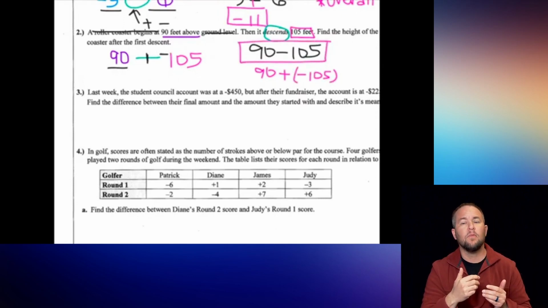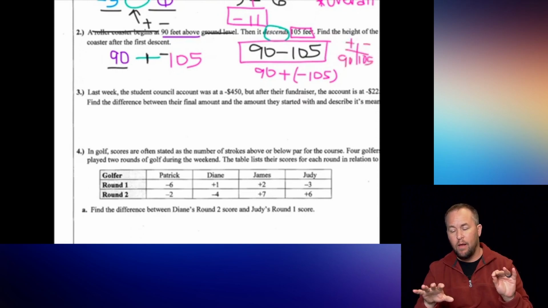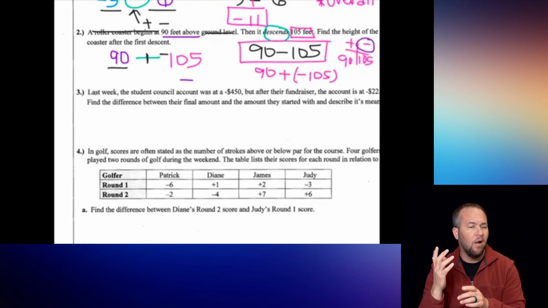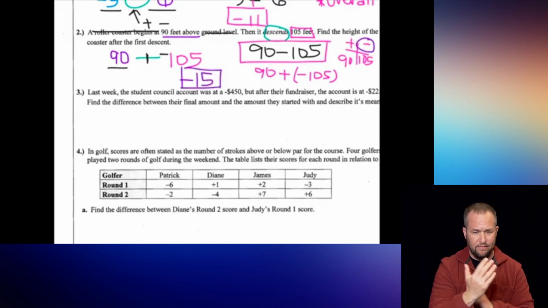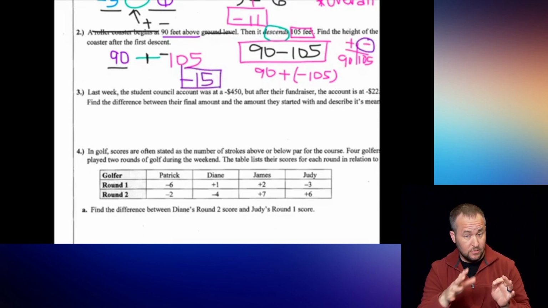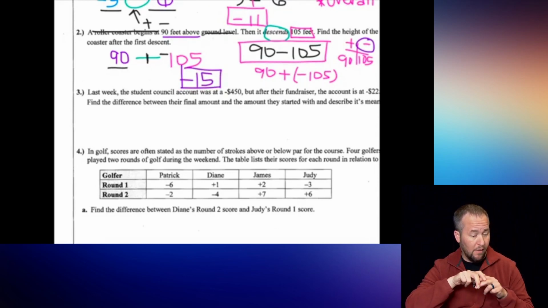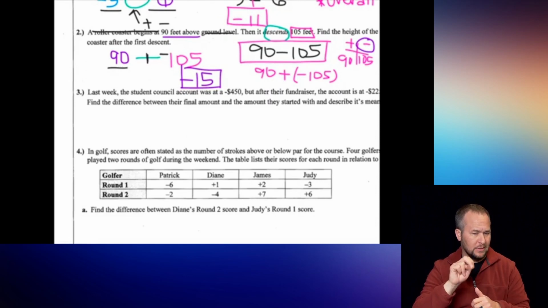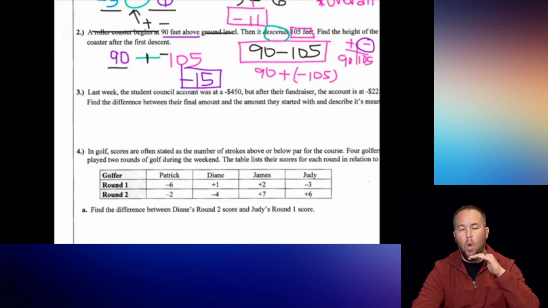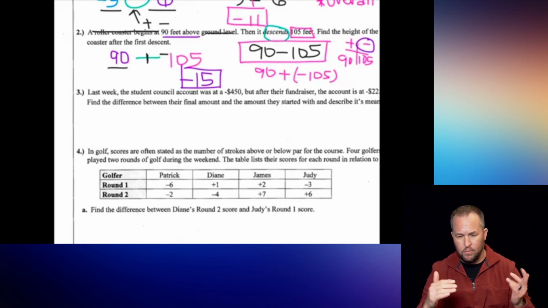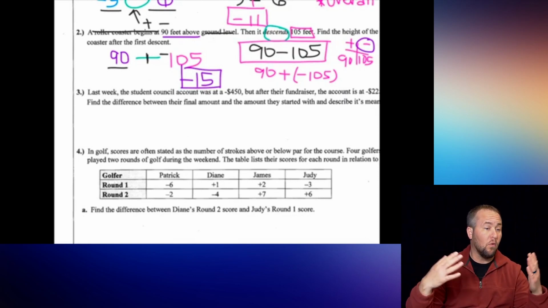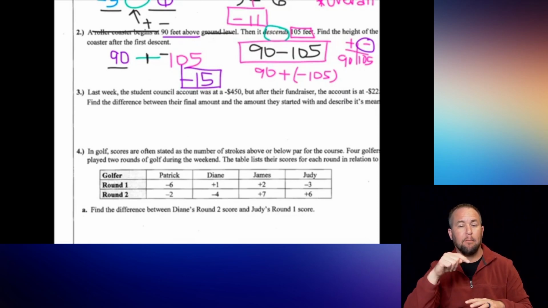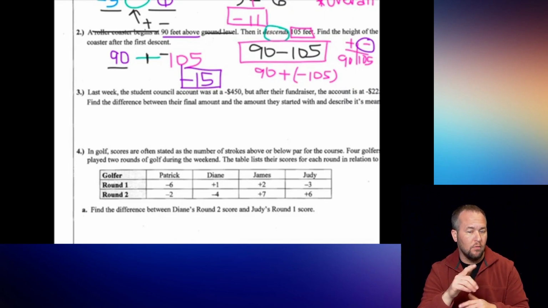Then once we start simplifying it out, I come up with my scoreboard. I have 90, I have 105. I know that the 105 team won, and they won by 15 points. So our final answer is negative 15. So your sentence, it says, find the height of the coaster after the first descent. So you could say that after the first descent, our roller coaster is now at 15 feet below ground level. Or something of that effect, like overall where I'm at is 15 feet below the ground level. Alrighty, so let's look at number 3 now.